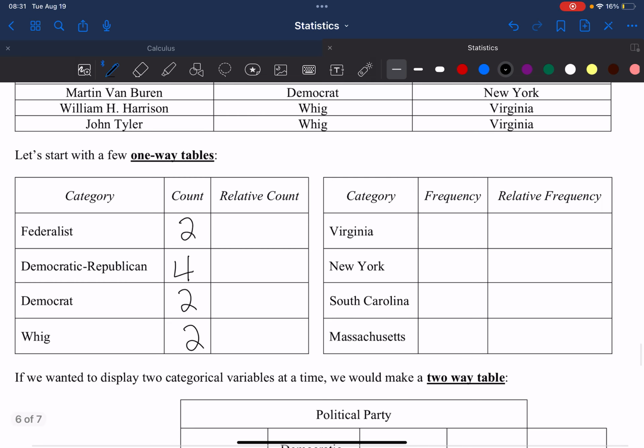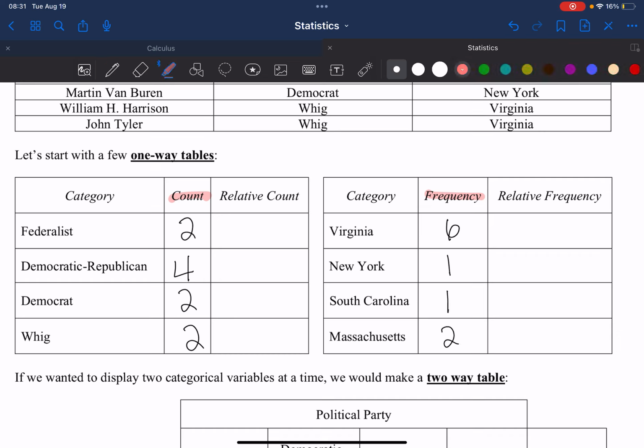Okay, and I'm going to do the same for the second table over here, and I'm going to still count, but here they're using the fancy word frequency. Frequency and count are the exact same word, with the same meaning, just two different ways to represent it. So we're still counting. Again, if I go back up to my list, I see that there are 6 that were born in Virginia, 1 in New York, 1 in South Carolina, and 2 in Massachusetts.